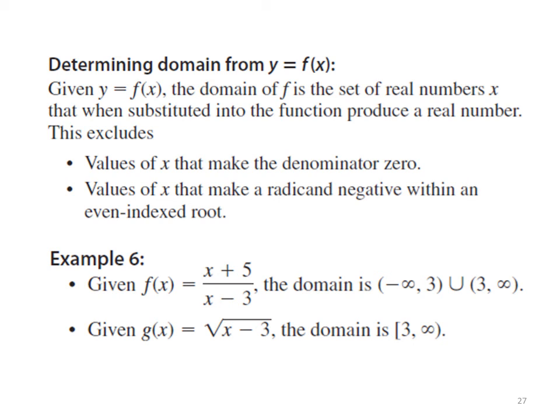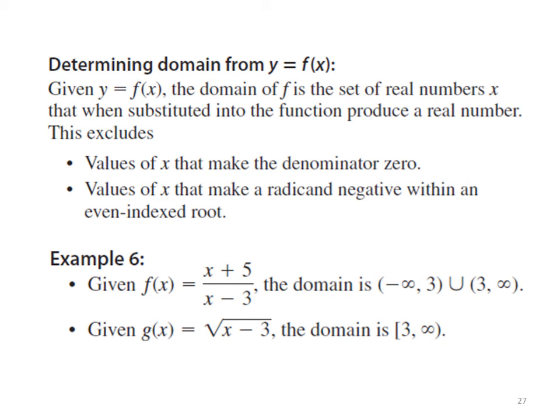The other case where you have to be careful is any x that makes the radicand negative with an even index root. For example, if you have the square root of x, you cannot take the square root of a negative number, or the fourth root, or the sixth root. Anytime you have a radical with an even index, you cannot take the root of a negative number, because that will give you a complex number. And remember, now we have to exclude complex numbers. We cannot allow complex numbers for the y value.